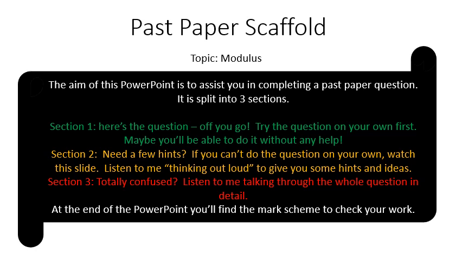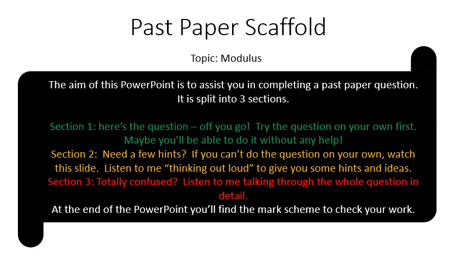The aim of this PowerPoint is for you to complete a past paper question. The PowerPoint is scaffolded into 3 sections so that you can choose how much support you think you need. First of all, you look at the green section where you'll be given the past paper question and you should press pause and have a go at it on your own. If you manage to get to an answer, then the mark scheme's at the end of the PowerPoint so you can check to see if you've got it correct.